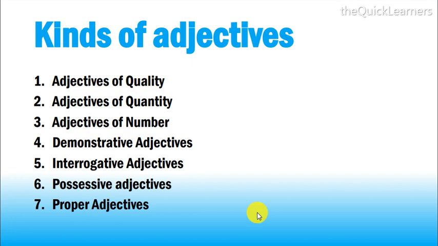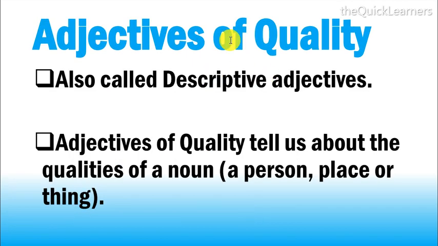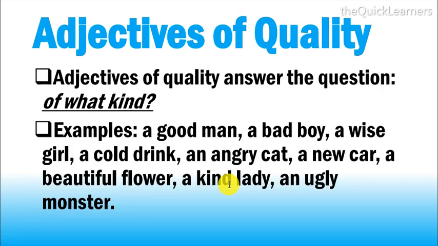So what is an adjective of quality? Also called descriptive adjectives. Adjectives of quality tell us about the qualities of a noun. An adjective of quality tells us about the quality of a person or thing. Adjectives of quality answer the question what kind.